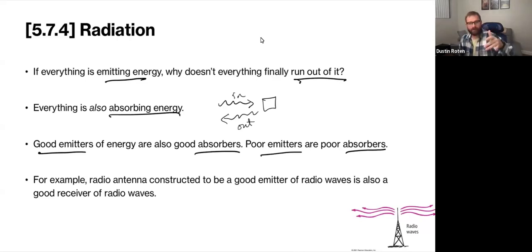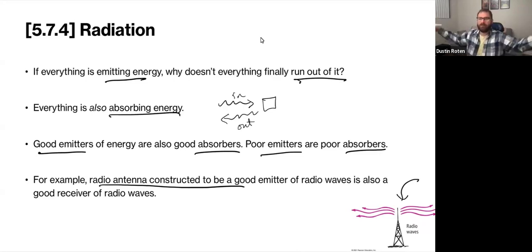So for example, radio antenna. These things are made to emit radio waves, which is also a type of radiation. See here, these things are really good at emitting these big, long wavelength waves, but that also means they're really good receivers of radio waves. That's why we can communicate with these large antenna back and forth. They're made to do that. They're made to be really good emitters and receivers.